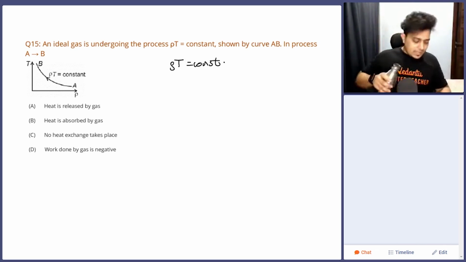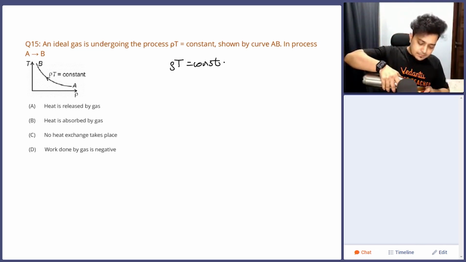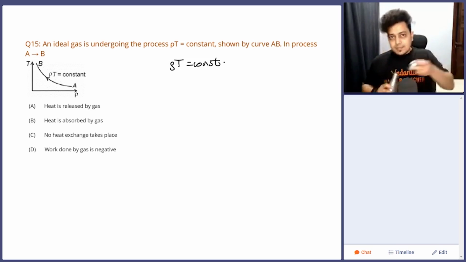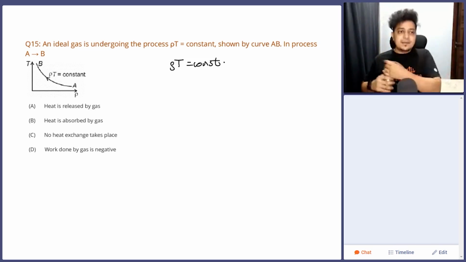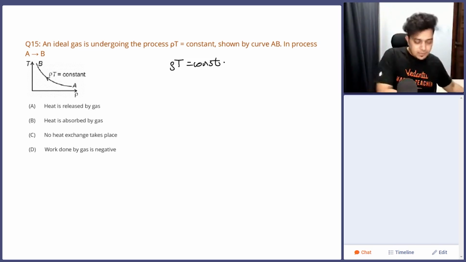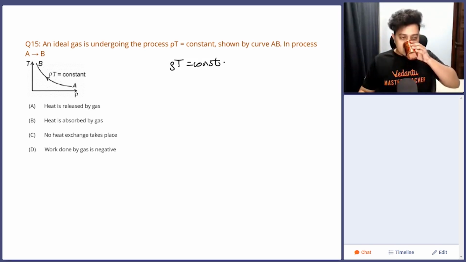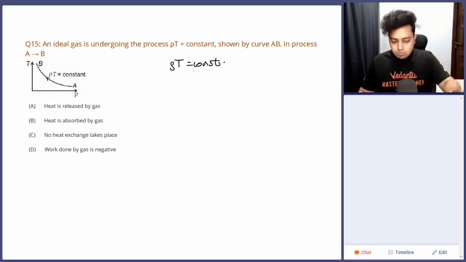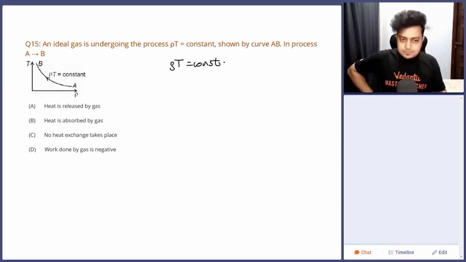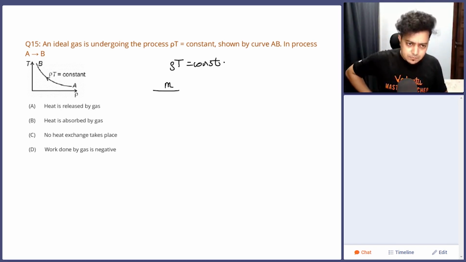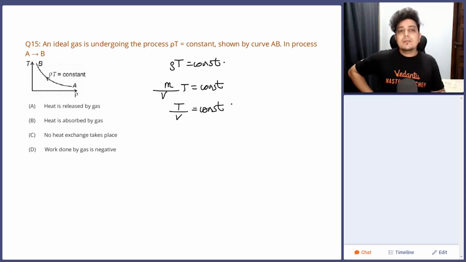So can we write down something in place of density? Density can be written as given mass upon volume. So density, mass upon volume, into T is constant. So we can say T by V is equal to constant, or T is proportional to V.